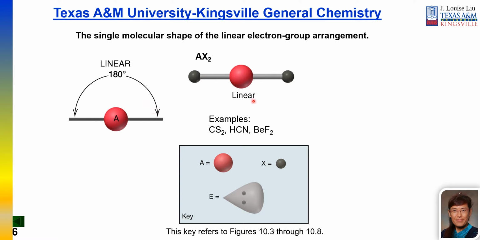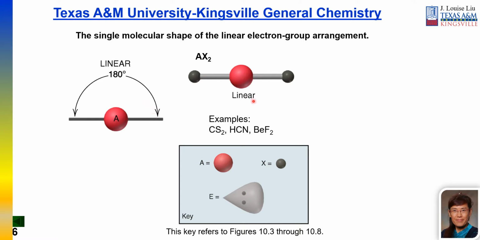The examples: CS2, CO2, BeF2, or HCN. You have different ones.